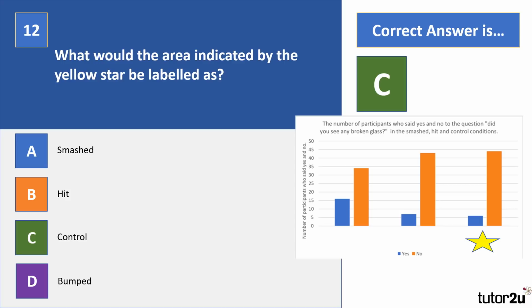Now these results are those from the experiment where they were asked whether or not they saw any broken glass. And those who, in the questioning of the event, had the word smashed included were much more likely to respond yes to seeing broken glass than those in the hit condition and the control condition. The hit condition is the middle one there that you can see on your graph, and you should be able to note that that's just slightly higher for the yes response than the control group.